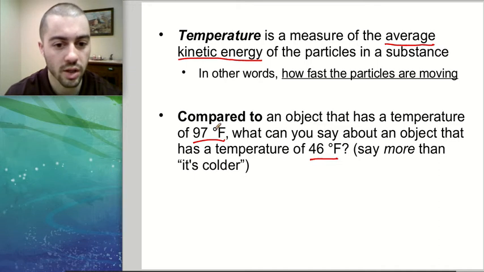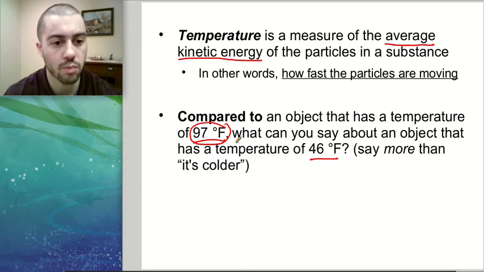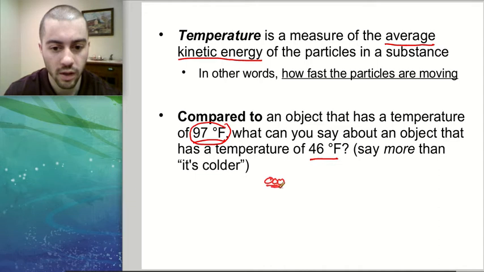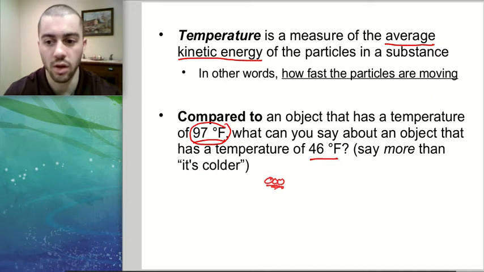So because this object at 97 degrees Fahrenheit has a higher temperature, we can say that its particles must be moving faster. So even solids, we've talked about the three phases of matter, right? Even solids, the particles are moving. They're kind of next to each other, kind of vibrating back and forth like this, just really moving around, real tiny vibrations real quickly. But the higher the temperature is, the faster those vibrations are going to be.